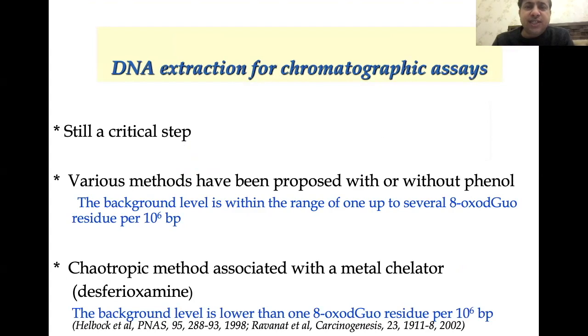During these chromatographic assays, DNA detection is the most critical step, and if somebody has insufficient knowledge, it is difficult for them to understand the basic aspects. Various methods have been proposed with and without phenols, and the background level is within the range of up to 7 8-oxo-guanidine residues per 10^6 base pairs. That is the maximum we can achieve with these protocols. These protocols are easily available on Google. Anybody can download the 8-oxo-guanidine quantification using HPLC protocols, which are harmonized among the different laboratories in Europe.